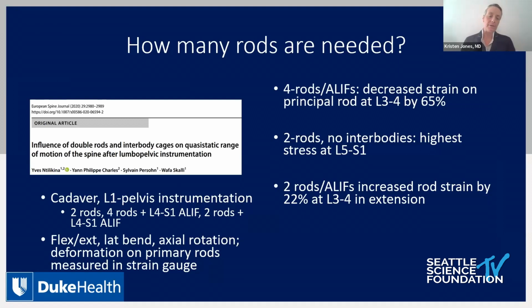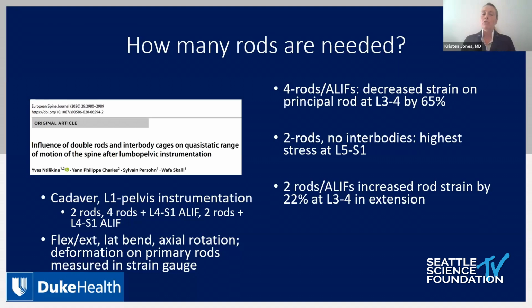And just pointing out this paper here, so this is a cadaver-based study that all had L1 to pelvis instrumentation. And the variability that was used was either using A-lifts at 4.5 and 5.1 with 2 rods, those A-lifts plus 4 rods, the rods from L3 to the pelvis, versus just 2 rods and no inner bodies. And so as we might predict and understand, the 2 rods with no inner bodies, the highest stress is at L5S1. Okay, that makes sense. And interestingly, the 2 rods with the A-lifts and the rods seated from L3 to S1 increase the rod strain across L3-4, which does make sense.